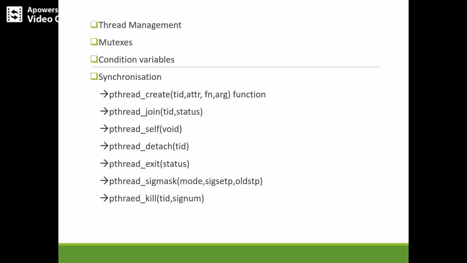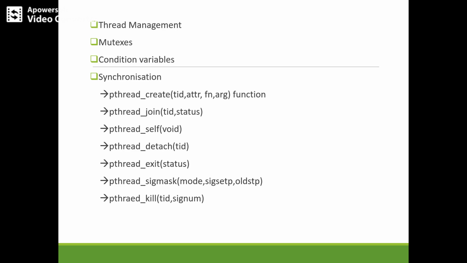So pthread_self: each thread has an ID which identifies it within a given process. This thread ID is returned by the pthread_create function and it is used by the pthread_join function. A thread fetches this value for itself by using pthread_self. You can see the syntax, pthread_self of void.